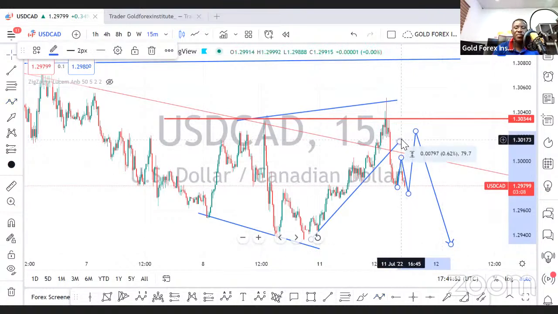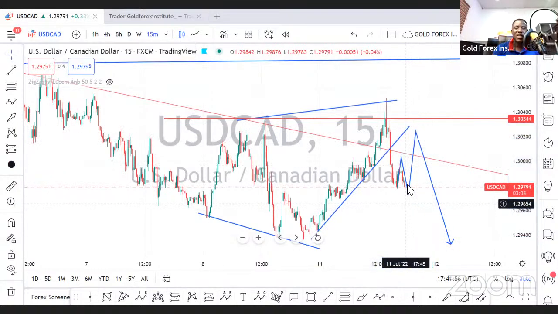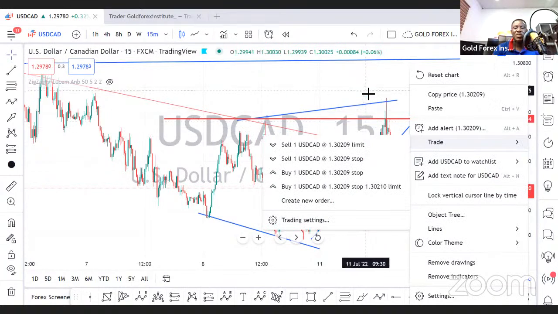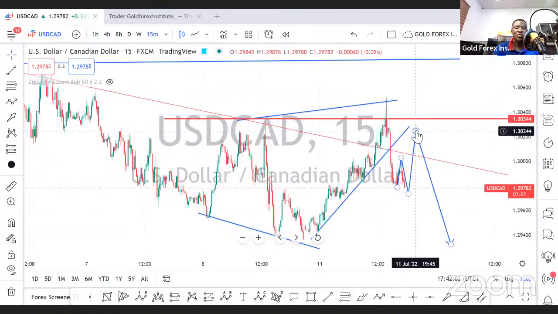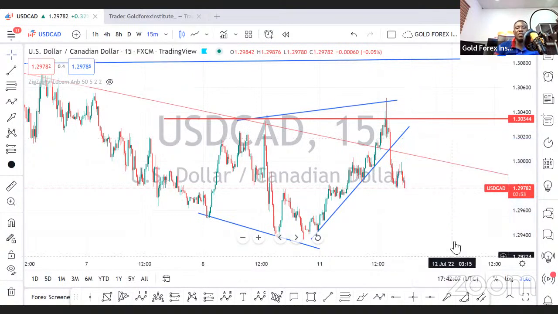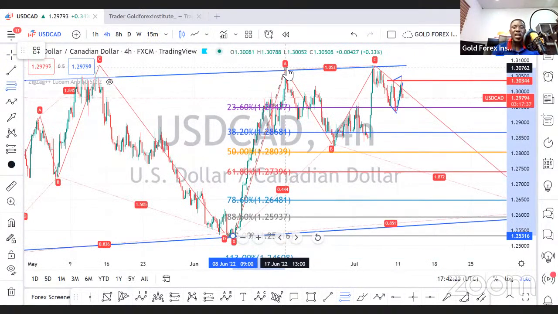Because that would be the break of the structure. I just want a retest or a correction. I'm just waiting for the correction to enter the trade. Right now, it's going down, down, down. I'm sell bias. Now, this is the pattern, right? So I'm tempted to enter now, but yes, I can enter though.